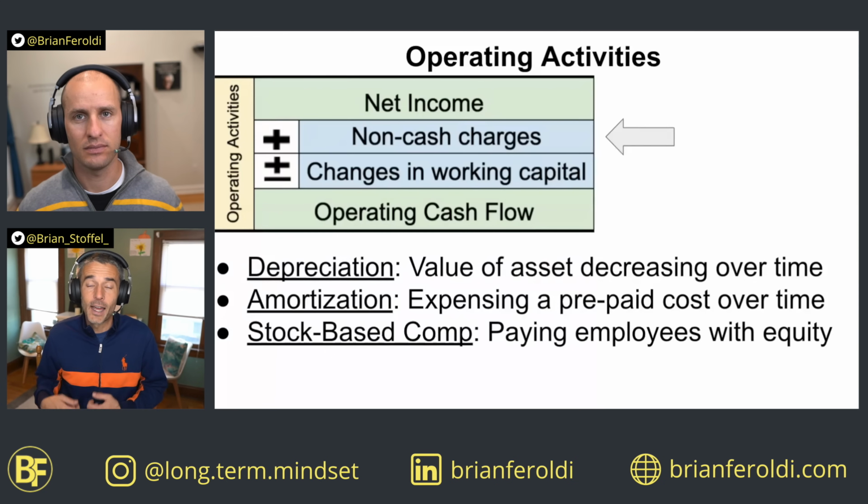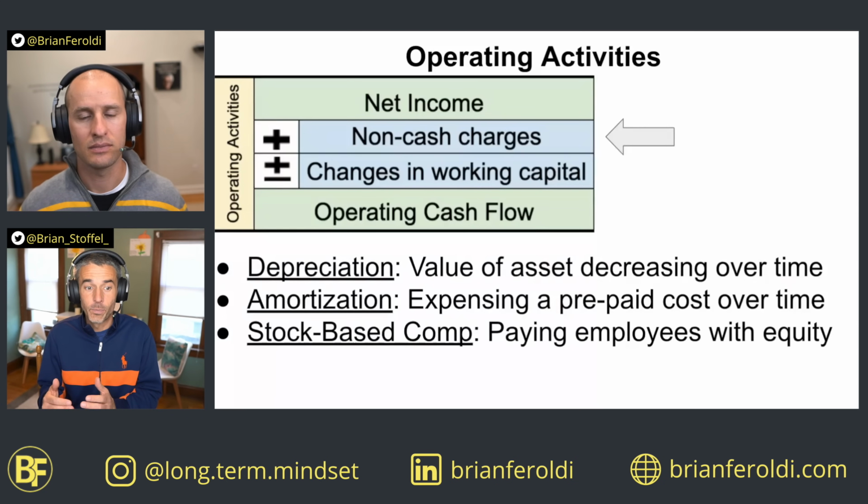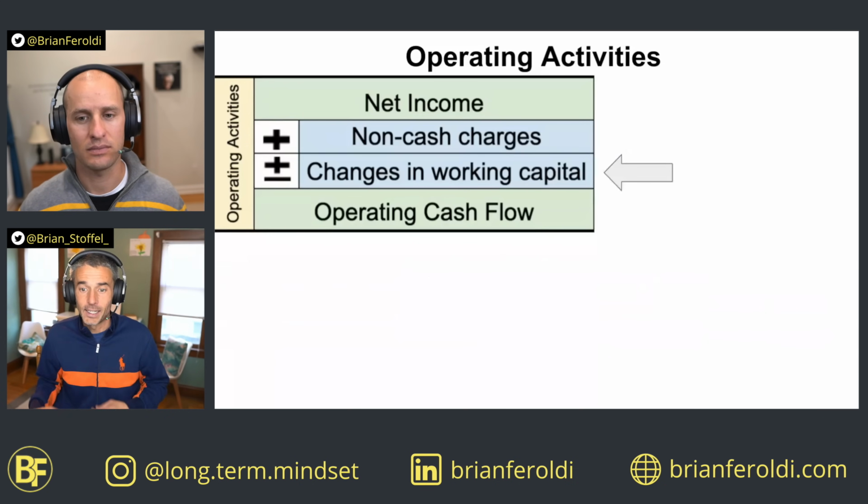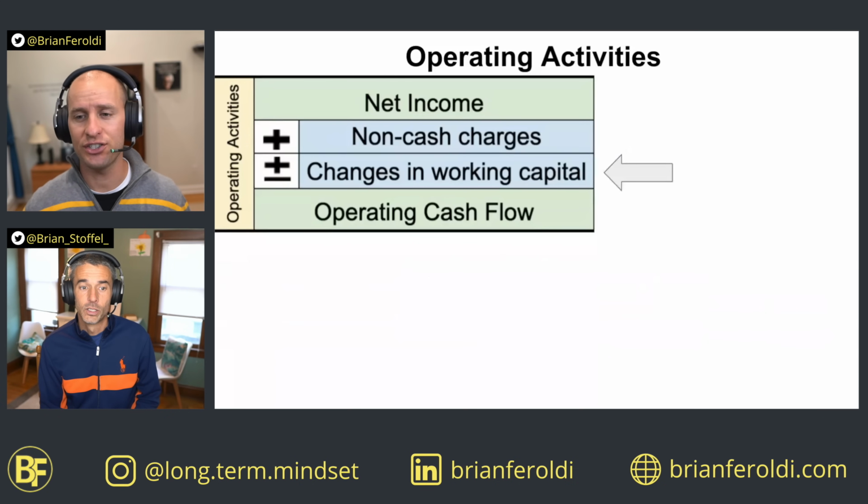It is not paying it out of its bank account. So in the cash flow statement, the value of those stock-based compensations gets added back in. The next expense is changes in working capital. What does that mean? Well, there's three broad categories of working capital.